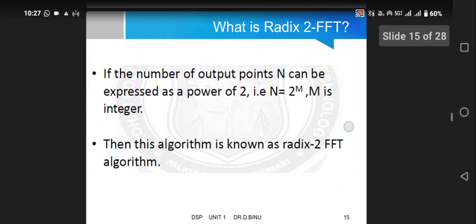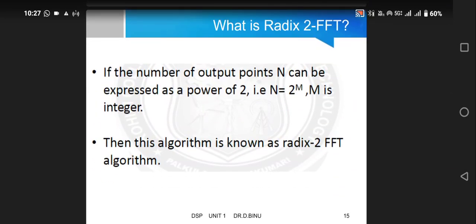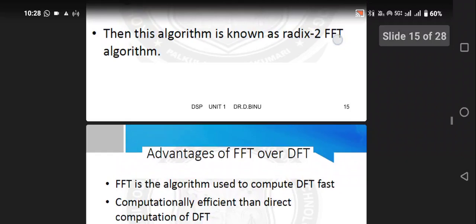What is radix 2 FFT? The number of output points N can be expressed as a power of 2, that is N is equal to 2 to the power of m, where m is an integer. Then the algorithm is known as the radix 2 algorithm.